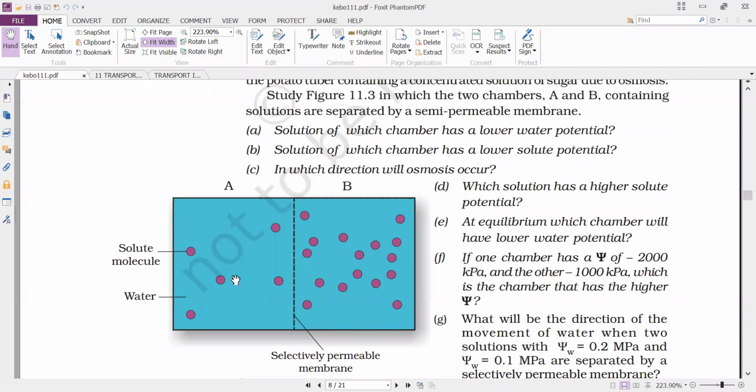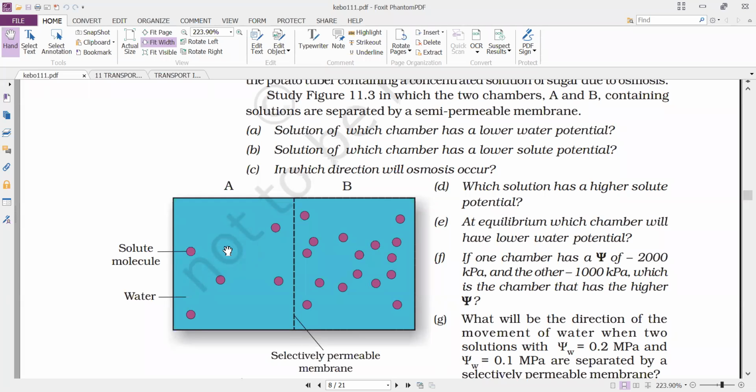First, in both these chambers, the amount of water is the same. We are not saying the water potential, we are saying the amount of water. Say both sides have 200 ml of water. But the water potential depends on the solute potential, that is, the number of solute molecules that are there. The more the number of solute molecules, the less the water potential.